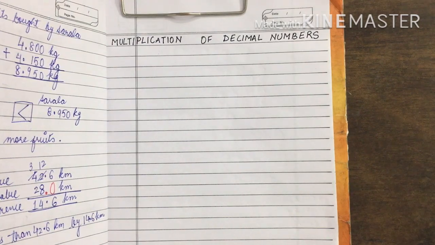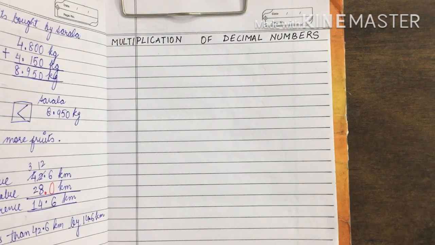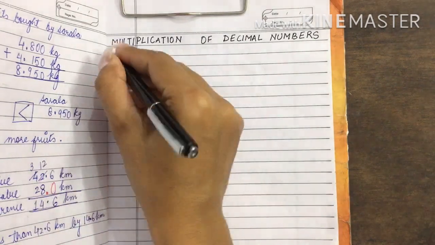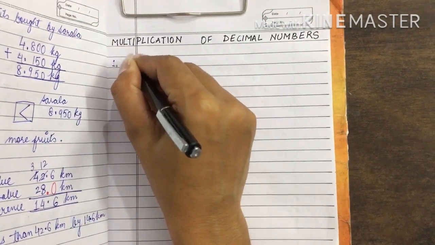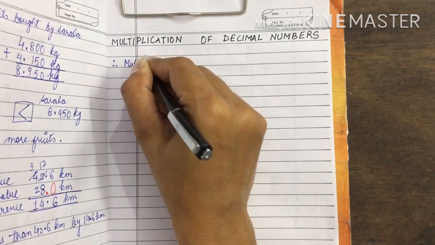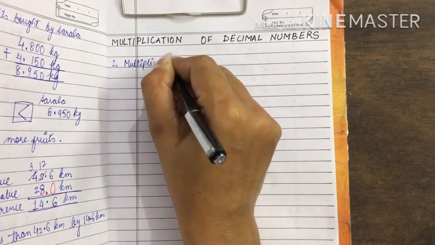Good morning, 7th standard. The next topic that we are going to do in chapter number 2 is multiplication of decimal numbers. Now, multiplication of decimal numbers can be done in 3 ways. These are not the methods but the types of questions. Multiplication of decimals can be asked in 3 ways. Let's write down. The first is when a decimal number is multiplied by a whole number.